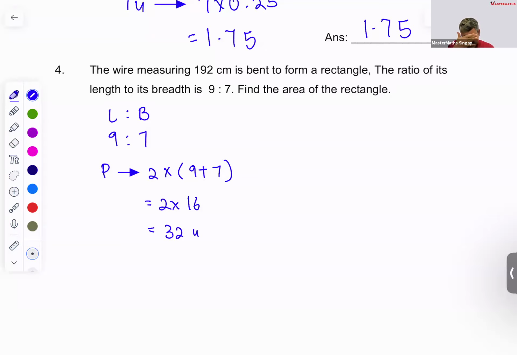Do you understand what is done here? To find the perimeter, you have to sum up the length, the breadth, the length, the breadth. So I have to do the length and breadth 2 times. Length plus breadth, length plus breadth. Hence the number 2 in front here. Got it? So 9 plus 7 is 16. 16 times 2 is 32.